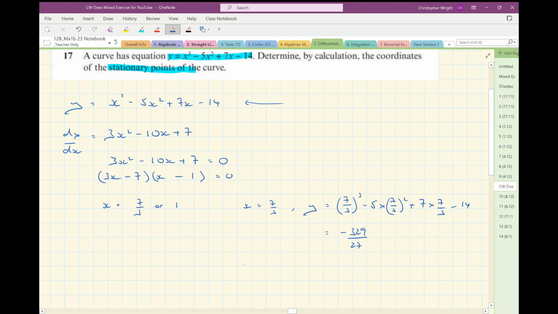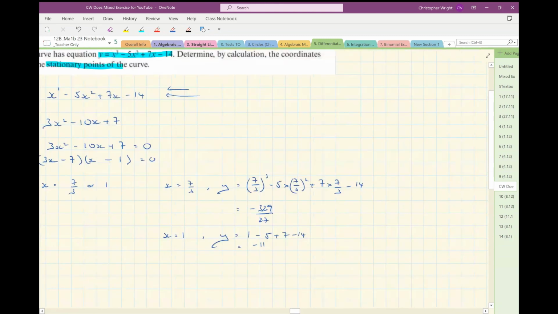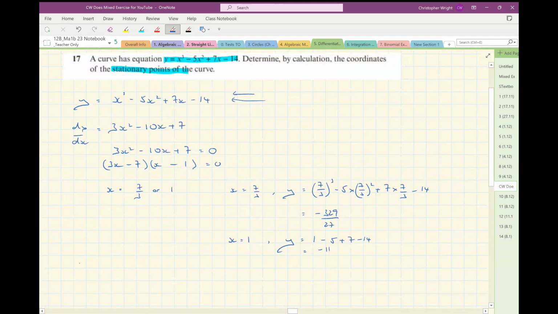Now the next point, a bit easier I hope. When x is 1, I'm just substituting x equals 1 into here, and I get 1 minus 5 plus 7 minus 14, which gives me minus 11. So my two stationary points for this curve are when x is 7/3, y is minus 329/27, and also when x is 1 and y is minus 11.